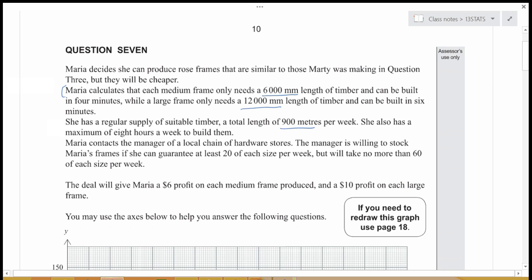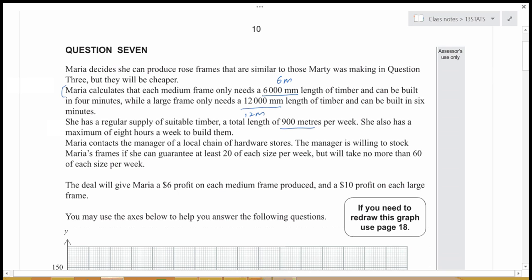So you'll just notice that I've ignored this minutes information for now because we want to deal with all of the same constraints at once. Minutes and length of timber are not related, so we'll deal with the length of timber first. The other thing that we'll just notice is that these lengths are in millimeters and the total length we've been given is in meters. So I'll just jot down here that that's 6 meters and that that's 12 meters, because it is important that we work in the same units.